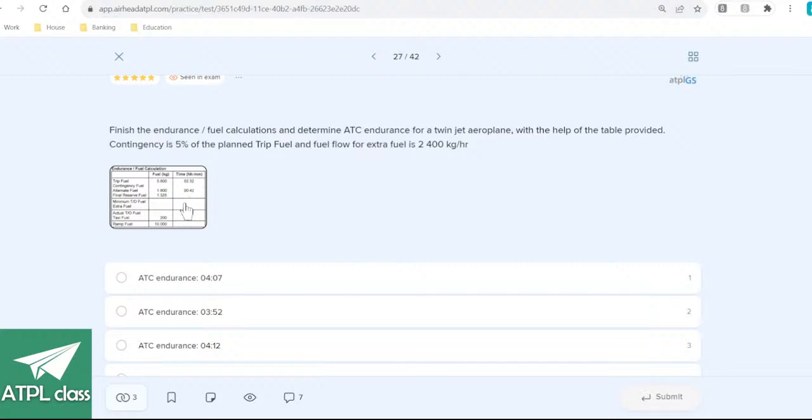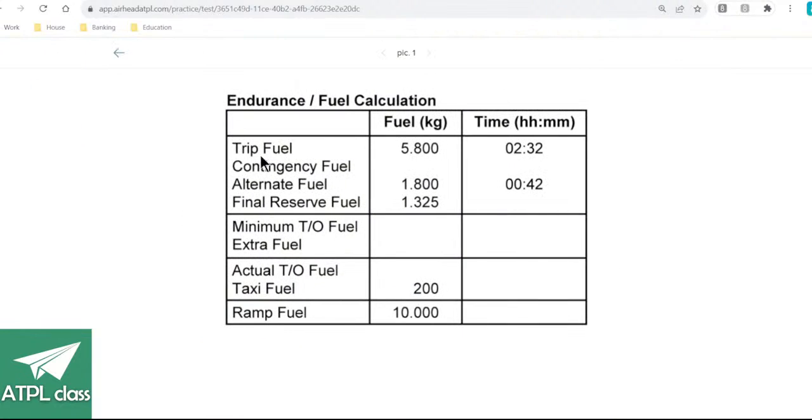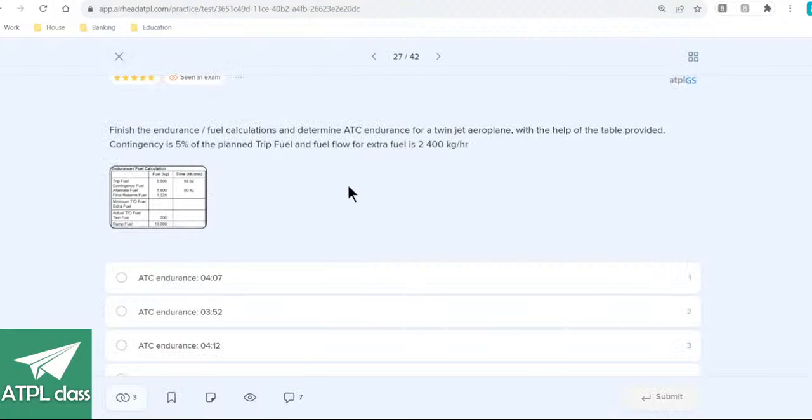So finish the endurance and fuel calculations and determine ATC endurance for a twin jet aeroplane with the help of the table provided. More fuel calculations. Trip fuel, contingency fuel, we need to figure out. Final reserve fuel, and we want times for them all. So we need to work out, we've got fuel flow for extra fuel.